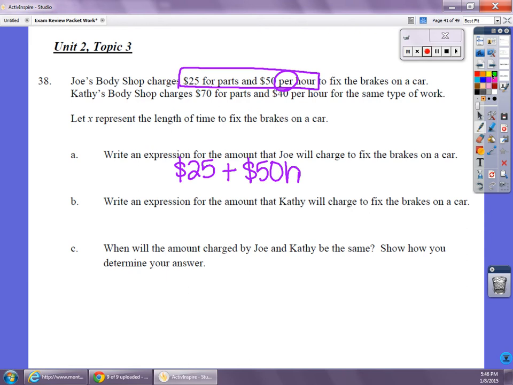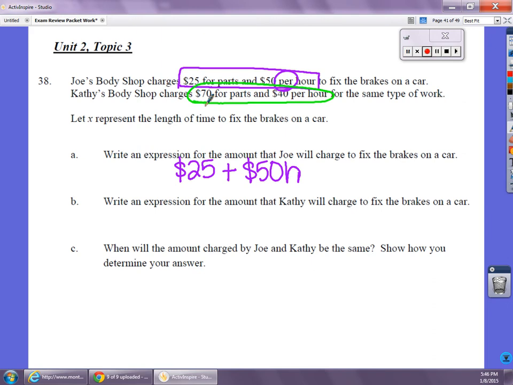Kathy's Body Shop charges $70 for parts and $40 per hour. So we start with $70 for Kathy plus $40 per hour. There's A and B. We have an expression for each body shop. When will the amount charged by Joe and Kathy be the same? Show how you determined your answer.